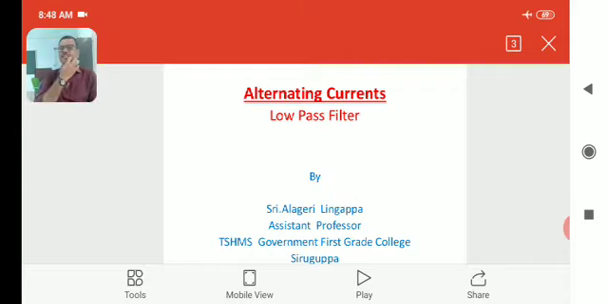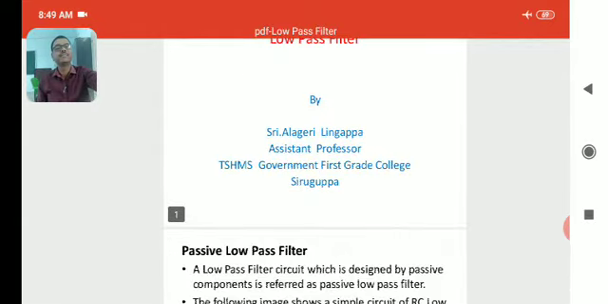Today's chapter is alternating currents, under which my topic is the low pass filter. Yesterday we discussed what a filter is, what the different types of filters are, the main functions of filters, then applications of filters, and advantages and disadvantages of filters.